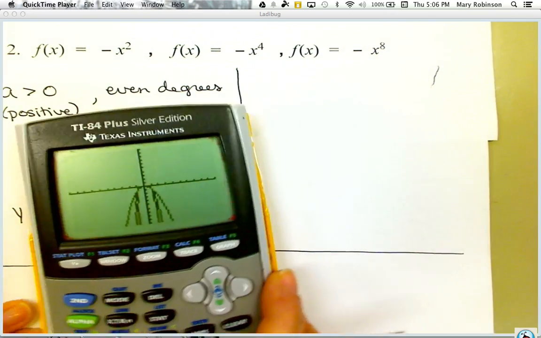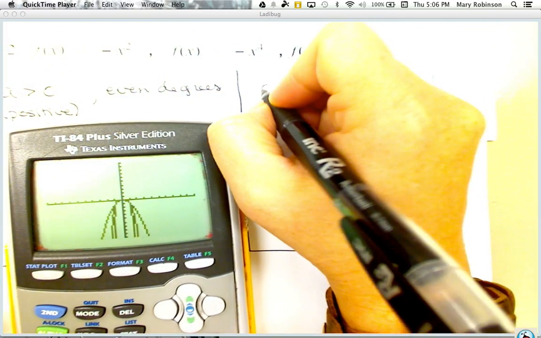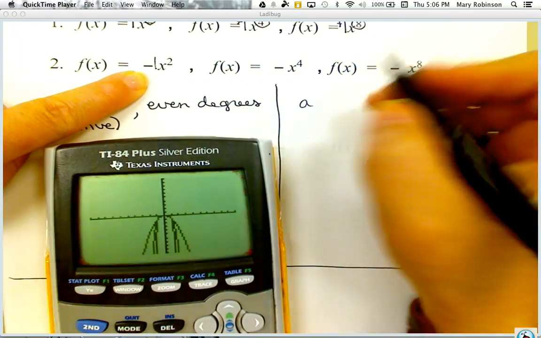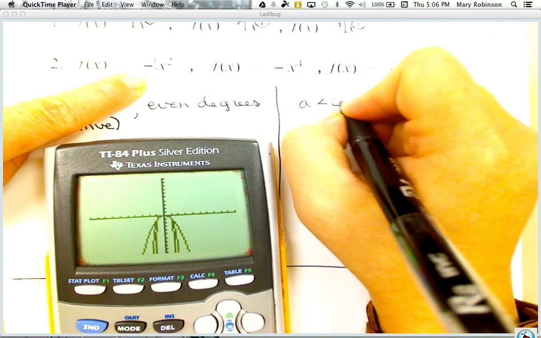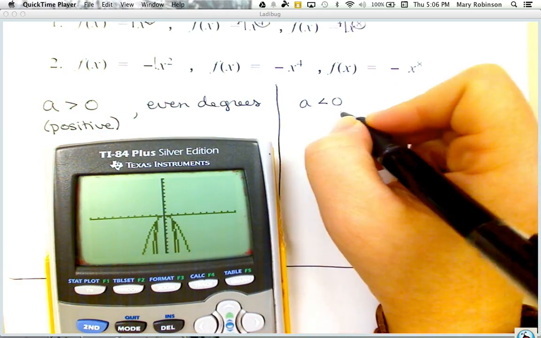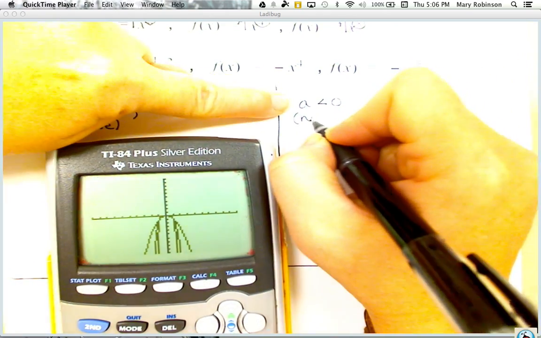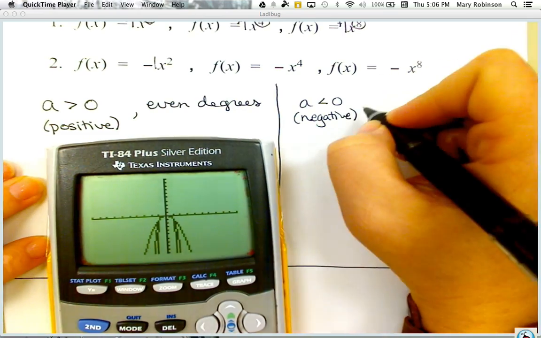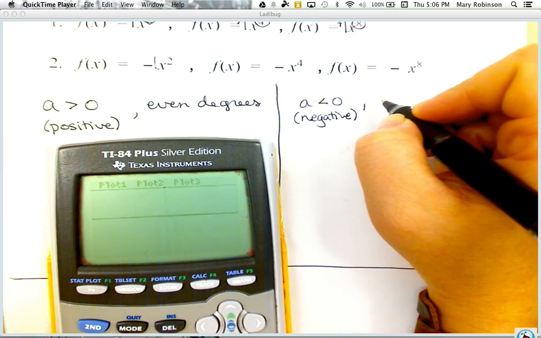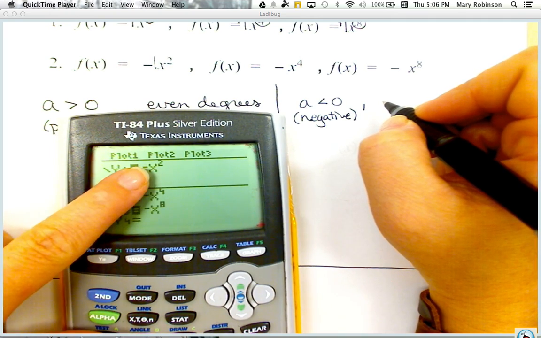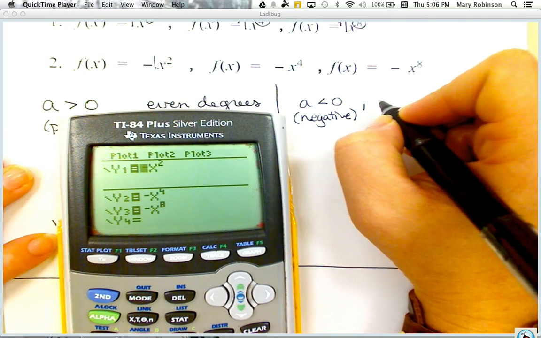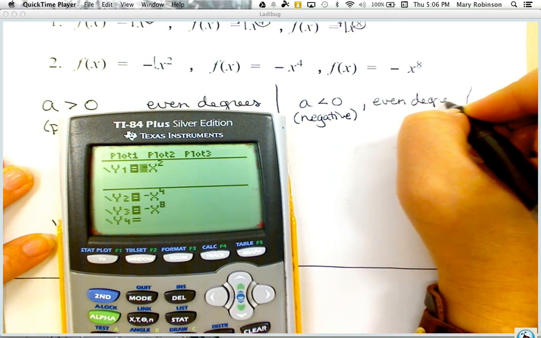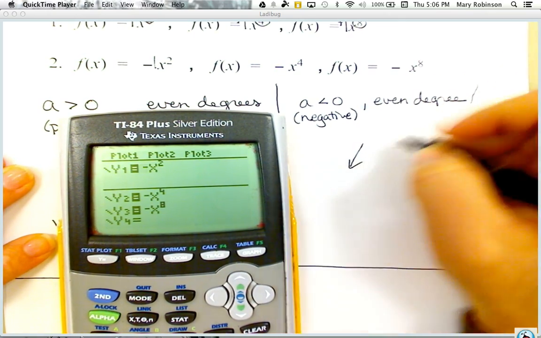So what that tells us is that we can define our a value, understood 1, right? However, it's a negative. So if our a value is less than 0, and remember all numbers less than 0 are negative, so don't let this notation scare you. It just means that our a is negative. And our degree is still even. Remember, we're still dealing with even powers, squared, to the 4th, to the 8th. So if we have an even degree but a negative leading coefficient, that means our ends are going to go down.